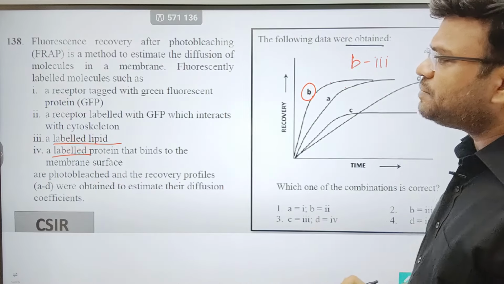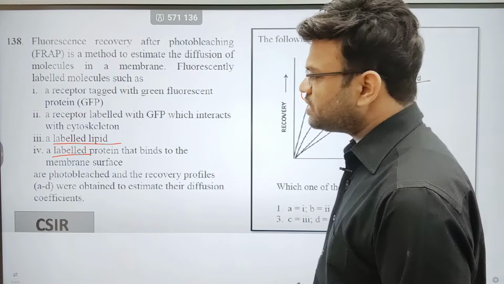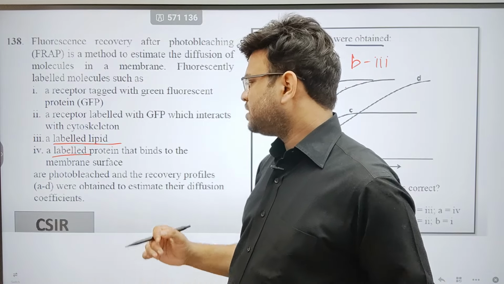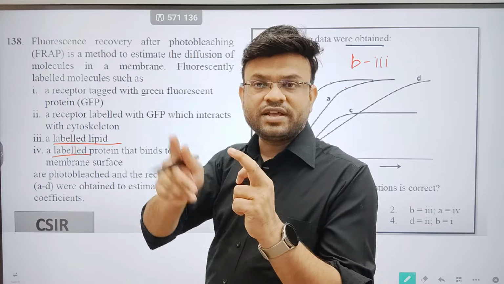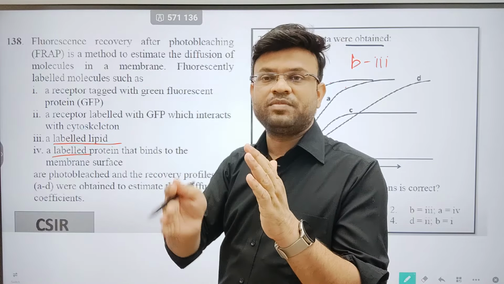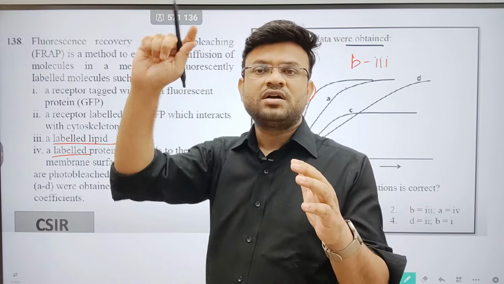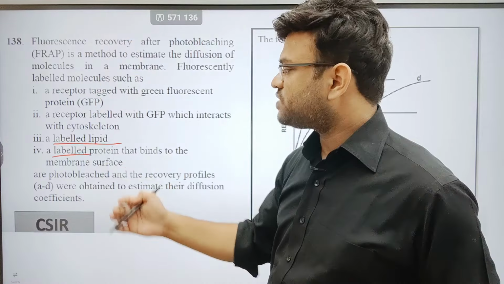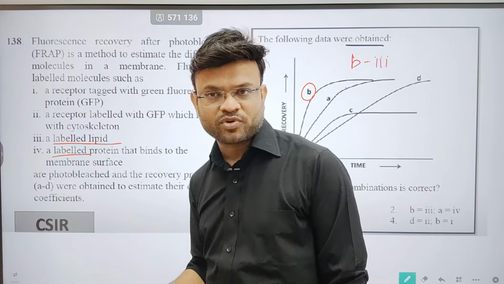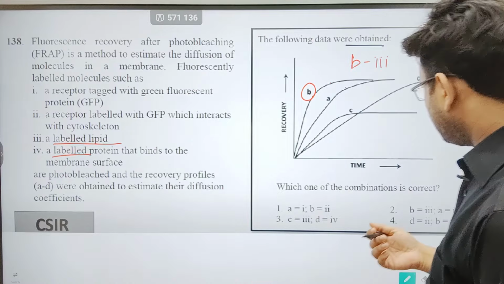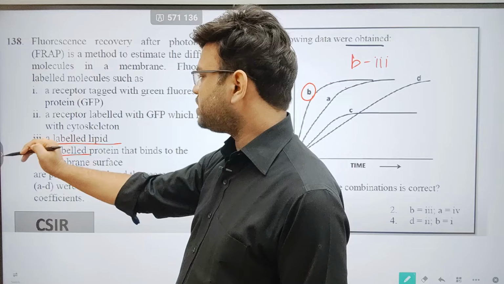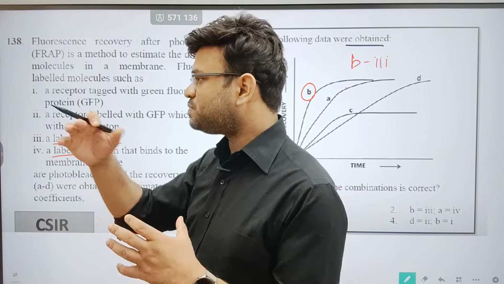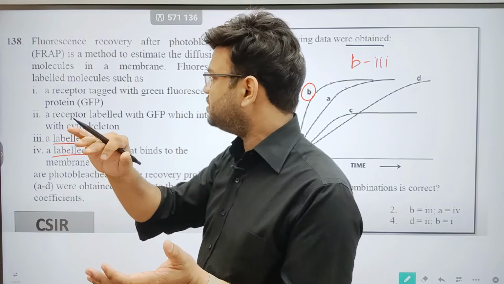Now you know that a labeled protein that binds to the membrane surface is basically just binding to the membrane surface. It is not showing the integral nature. It is not an integral membrane protein. It is not crossing the membrane multiple times. It is just a surface protein, or you can say a peripheral protein, obviously. So what would be the case? The next one would be the peripheral protein that we are talking about. The one that is peripheral is not showing the integral membrane nature.